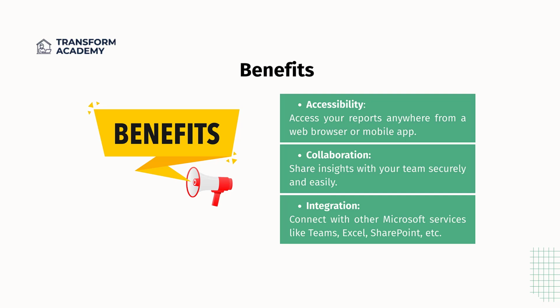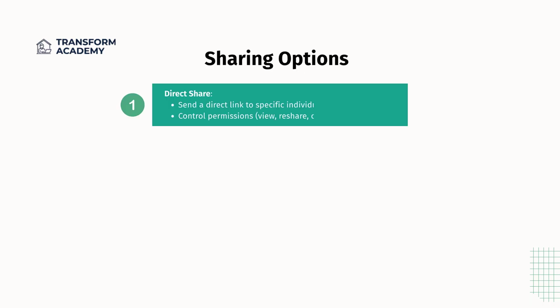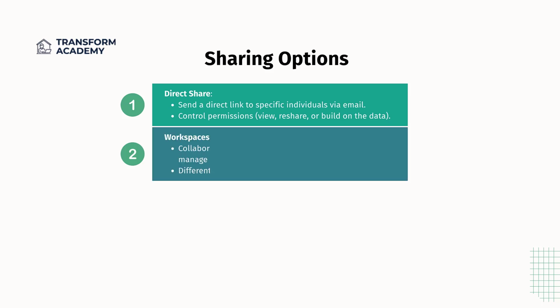Sharing and collaborating on reports. Once a report is published to the Power BI service, you have multiple options for sharing and collaborating. Sharing options. Direct share. You can send a direct link to specific individuals via email. You can control permissions: view, reshare, or build on the data.